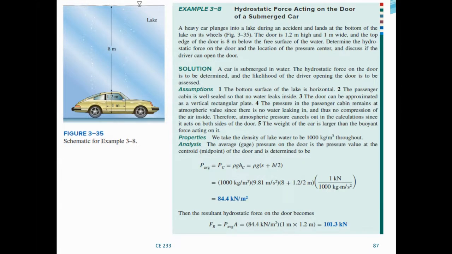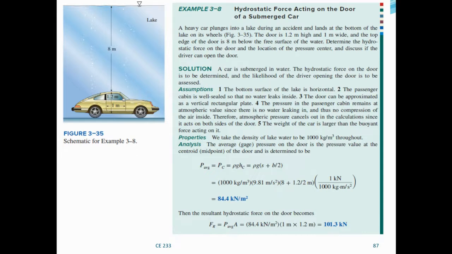Okay, so what are our working assumptions? The assumptions, you know, are that the bottom surface of the lake is horizontal, okay, and the passenger cabin is well sealed so that no water leaks inside.